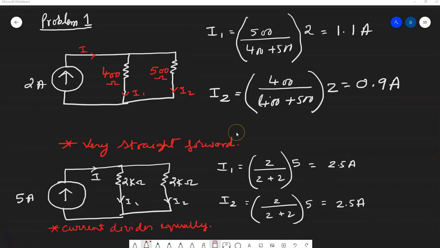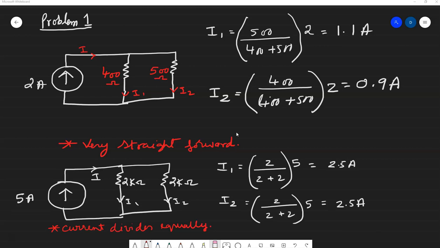So I have a simple example here. We have a current source that's 2 amps, and you have been asked to find the current through the resistor with 400 ohm and the current through this 500 ohm resistor. So you just have to apply the formula. The current I1 is the other resistor divided by total resistor times the current, that will give 1.1 amps. Similarly, the current in here is the other resistor, that's 400, divided by total resistance times 2, that is 0.9 amps.